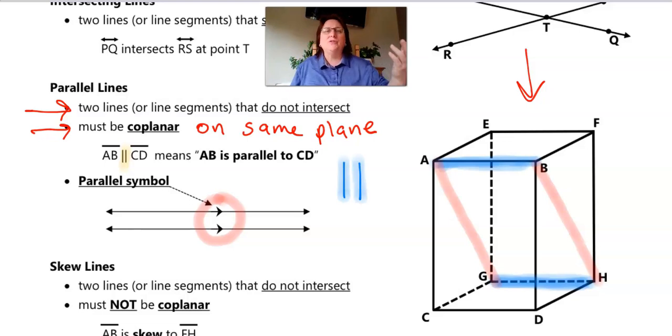Most of you knew this, but I want you to make sure that you understand the symbol for parallelism, that notation, and what's marked on the lines.